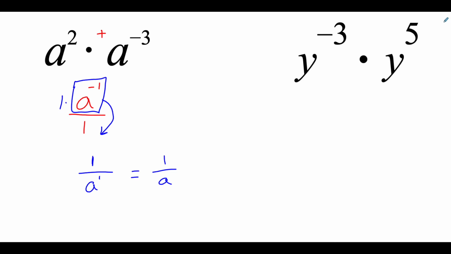Now looking at our next example, y to the negative third times y to the fifth power. Again, we're going to use that product rule, which says keep the base the same. Both of these are base y, so my answer is going to be base y. If I add those exponents together, negative 3 plus 5 gives me 2. Now that's already a positive power, so I don't need to worry about making any changes with it like we did on the previous one.